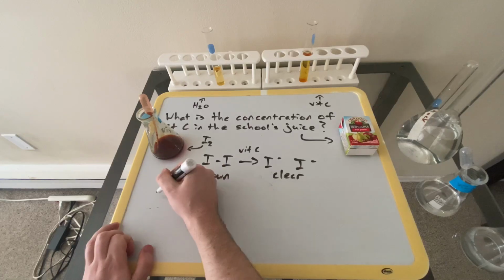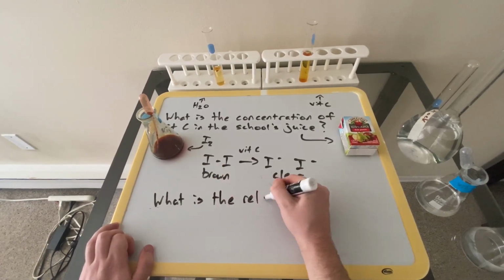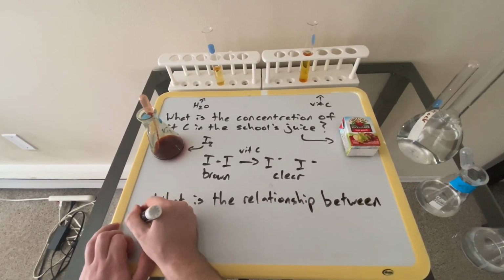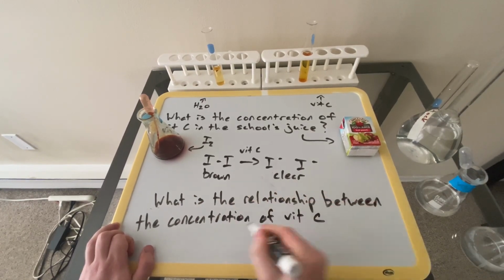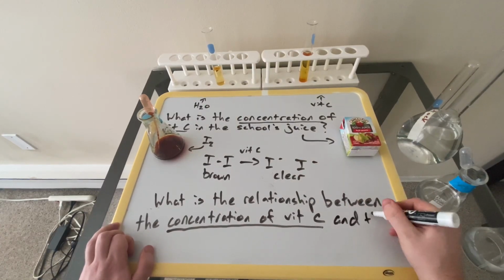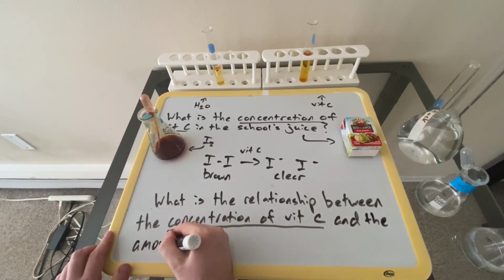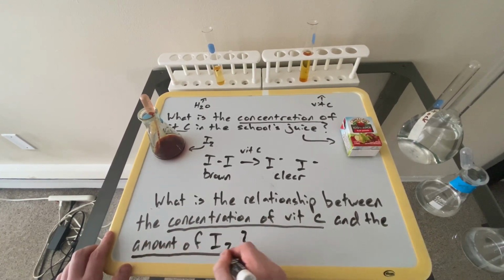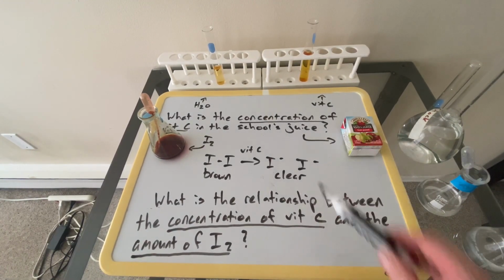So because of this, you can use iodine to figure out how much vitamin C is in something. But first, you have to figure out what that relationship is between the concentration of vitamin C and the amount of iodine that you're putting in. So in the experiment for this week, we're not going to be answering the question about the juice yet. We're going to be trying to figure out what's the relationship between that concentration of vitamin C and the amount of iodine you can put in before it turns brown.